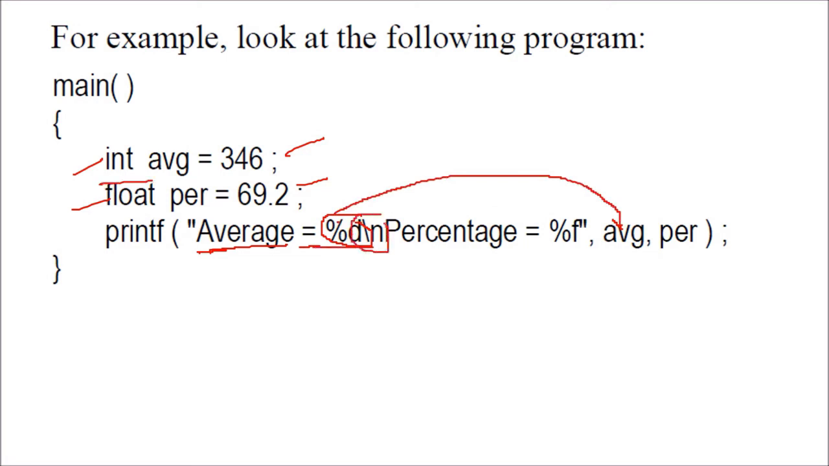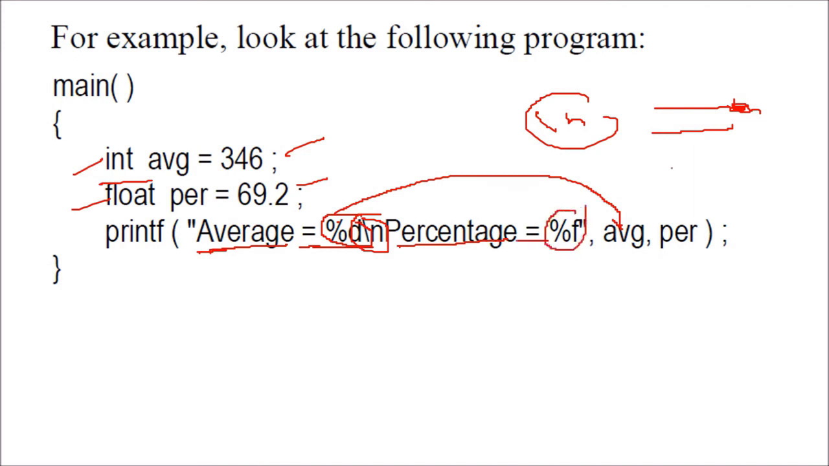Then this \n will also not be printed, because \n means the new line. It means that if a new line is there after this, the next line will start from here, not from here. The next content will start from here. Similarly, a percentage is simple content or a string. It will be printed as is.